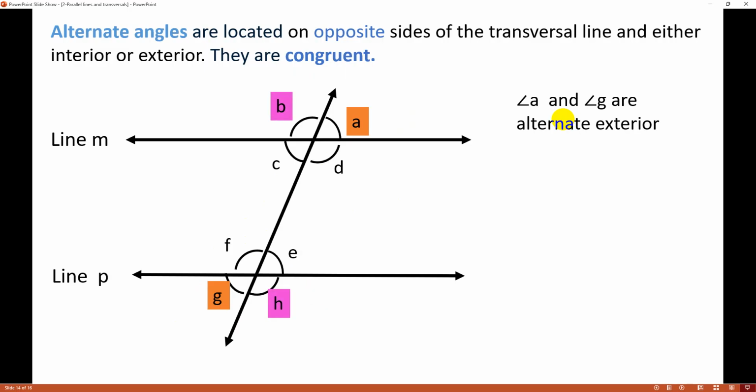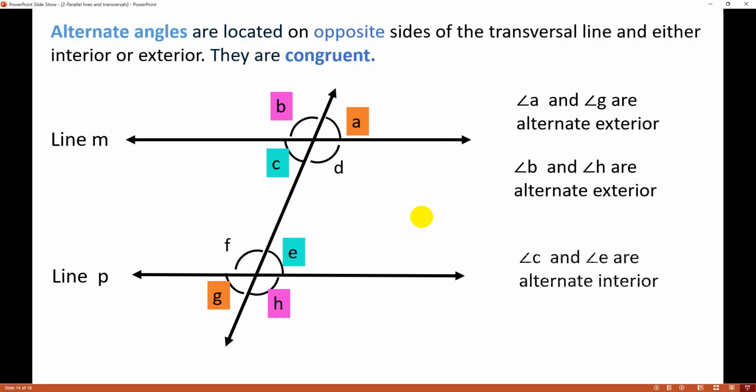Now, B and H will also be alternate and also exterior. C and E will be alternate because they are on opposite sides of the transversal, and they will be interior, so they are alternate interior. And finally, F and D, they are also alternate because they are on opposite sides of the transversal, and they are interior, so they are alternate interior.